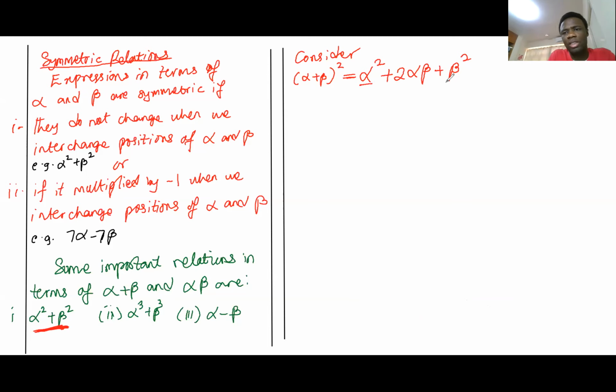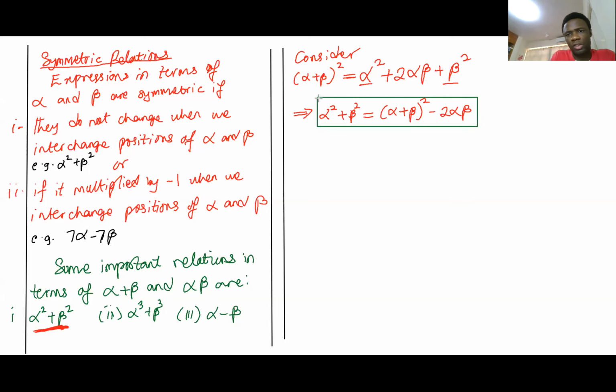If I need only this, I need to bring this to the other side, right? If I take this to the other side, then I'm going to be getting alpha squared plus beta squared equals what? Alpha plus beta all squared minus 2 alpha beta. That is one of the relations.